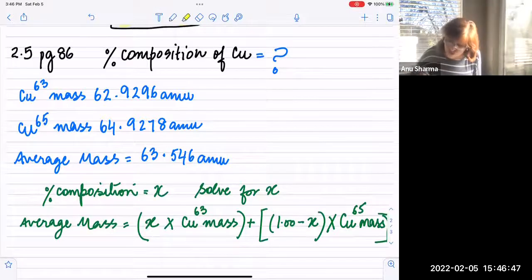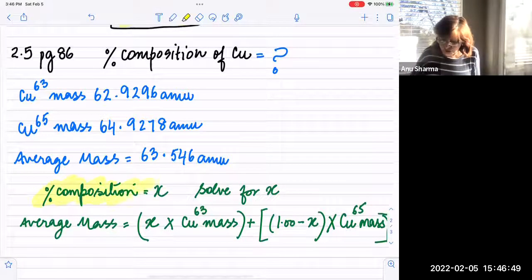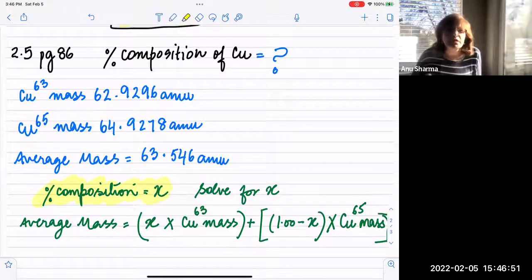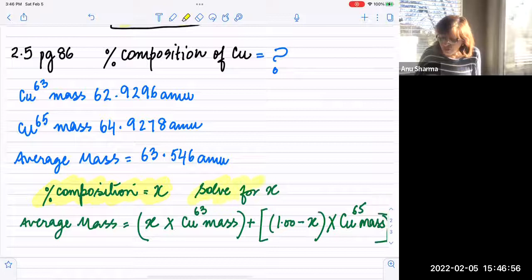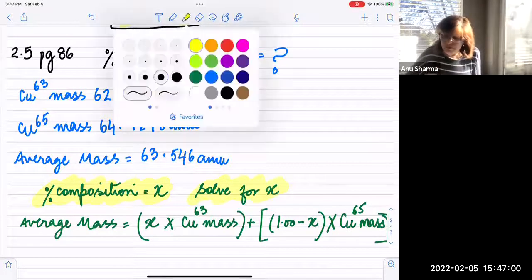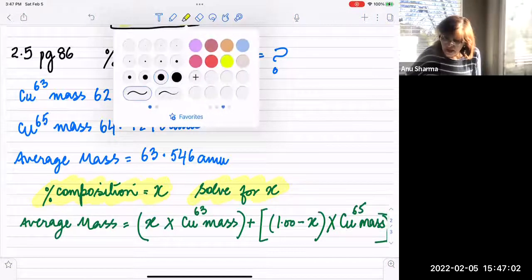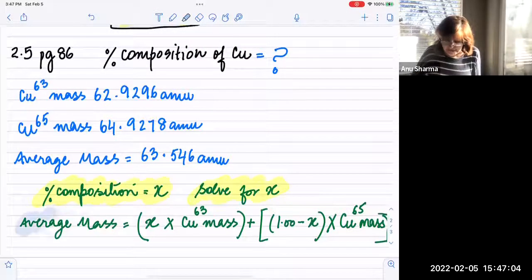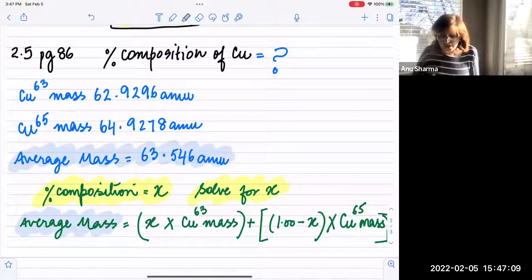We will have to assume that the percentage composition is X, and we will solve for X. So we will set up our problem like this. We will have the average mass that is given to us. The average mass is given as 63.54. We put it here.